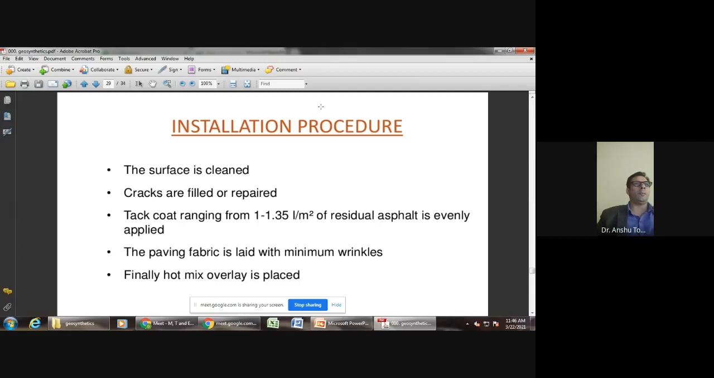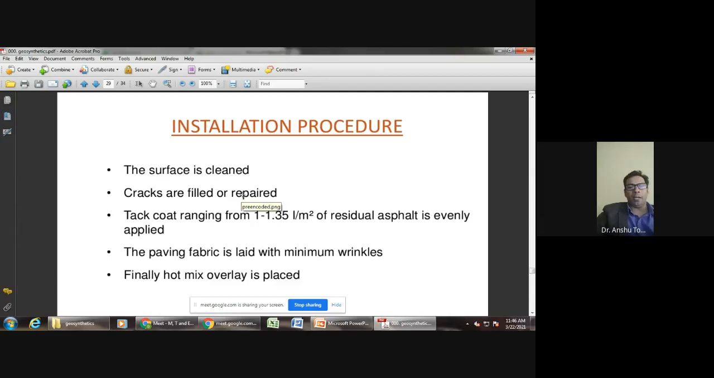The installation procedure of the geotextile in case of pavements: the surface is cleaned. Cracks are filled or repaired. If you do not fill the cracks or small potholes, then your geotextile will get punctured right there, because shearing force will become dominant.